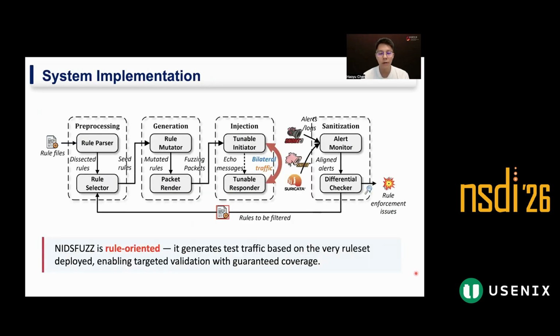Putting all of this together, this is the overall workflow of our system. It has 4 phases. First one is pre-processing, where we parse and select rules. Second one is generation, where the rule mutator and packet render turn rules into concrete packets. The third one is injection, where the tunable initiator and the responder send the bilateral traffic. The fourth one is sanitization, where the alert monitor and differential checker identify suspicious cases.